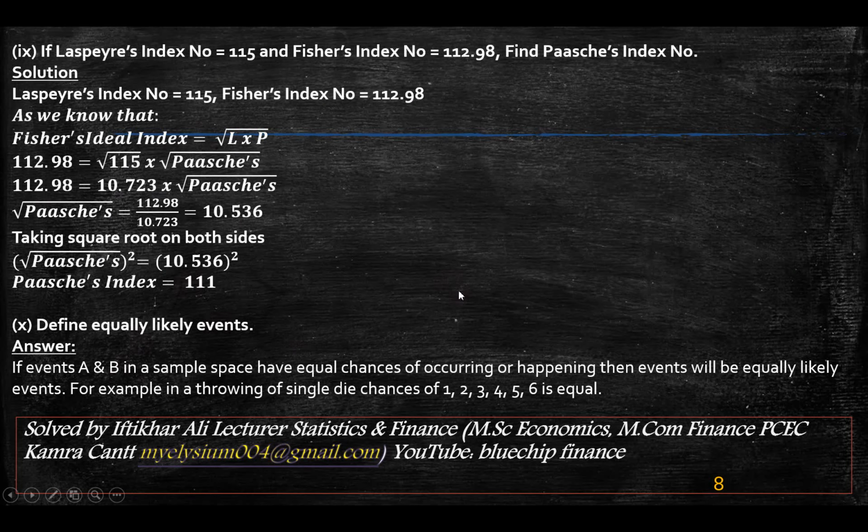Define equally likely events. If events A and B in a sample space have equal chance of occurring or happening, then the events will be equally likely events. For example, in a throw of a single die, the chances of 1, 2, 3, 4, 5, 6 are equal.